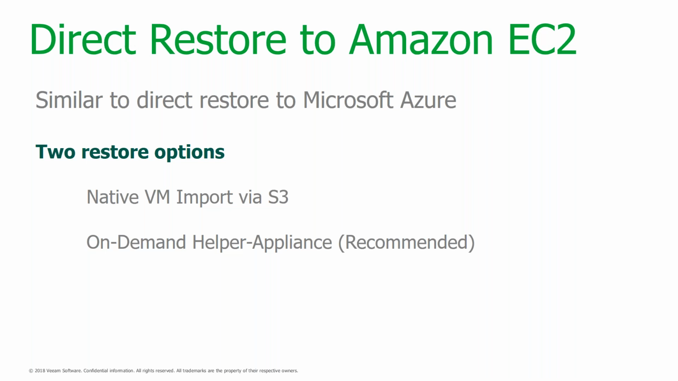or we can do it using an on-demand helper appliance. The need for the helper appliance is the need to do the conversion from the existing model, which would be either a VMware VM, or a Hyper-V, or a physical server. AWS still uses the BIOS model as opposed to the UEFI model. So there is a conversion that has to happen that makes the helper appliance beneficial to get things converted in a timely fashion.